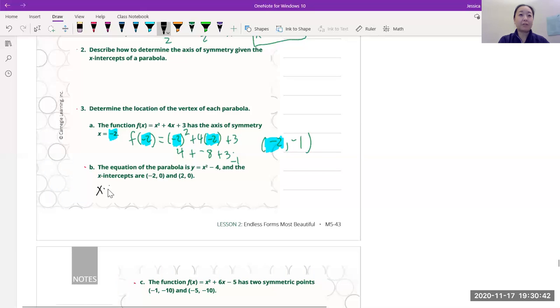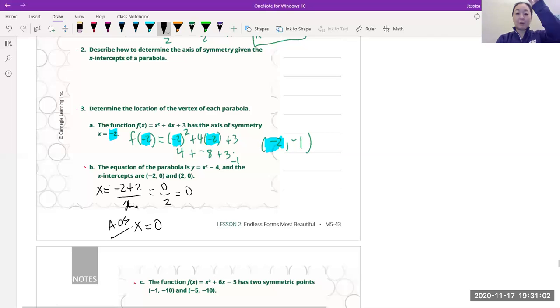But if you didn't know that, I'll show you. So -2 plus 2, over 2, divided by 2. So -2 plus 2, that's 0. 0 divided by 2 is 0. And it's like I told you, x is equal to 0. This is our AOS. Okay?